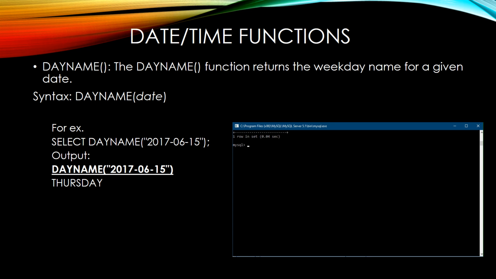Dayname function. The dayname function will return the name of the day. Day names are Monday, Tuesday, Wednesday, Thursday, Friday. So on a particular date which we have passed in the brackets, whichever day falls on that date, it will return the name of the day. On this particular date, Monday would be there, so it is returning Monday.